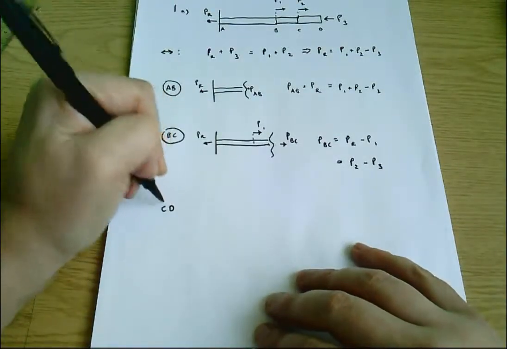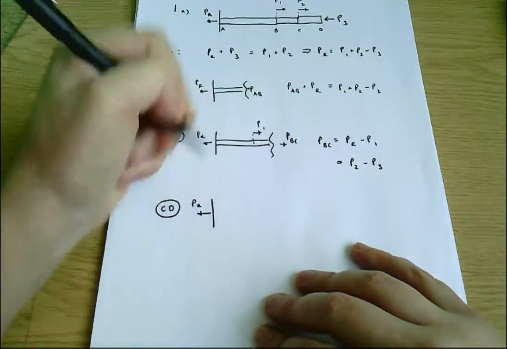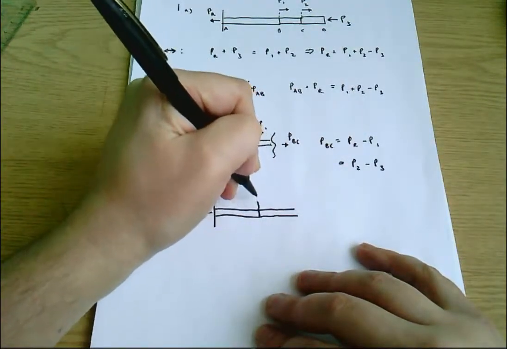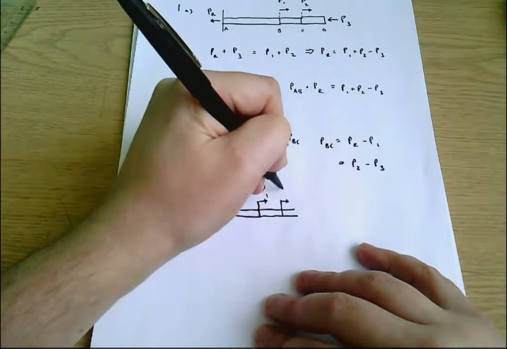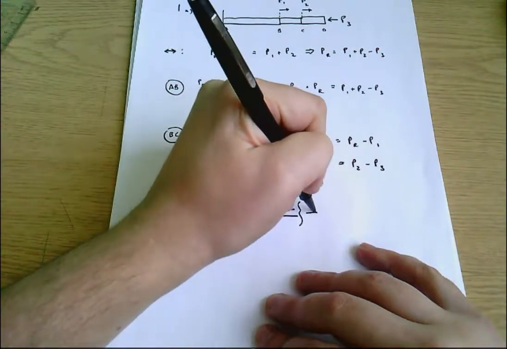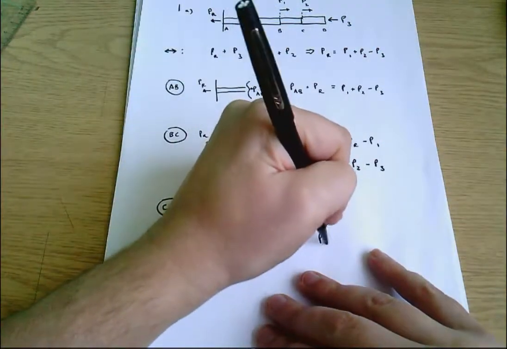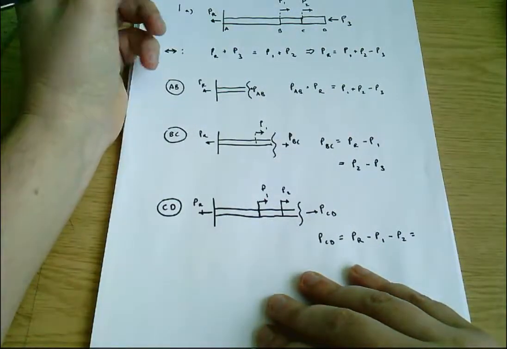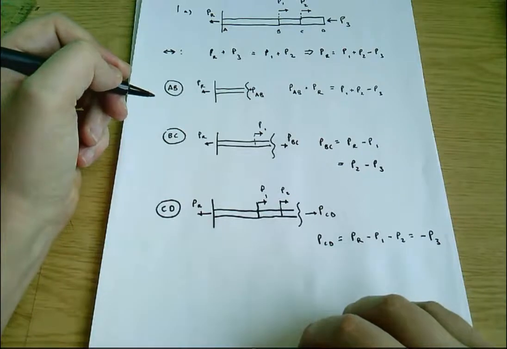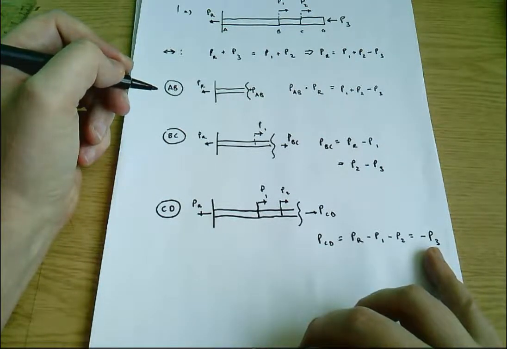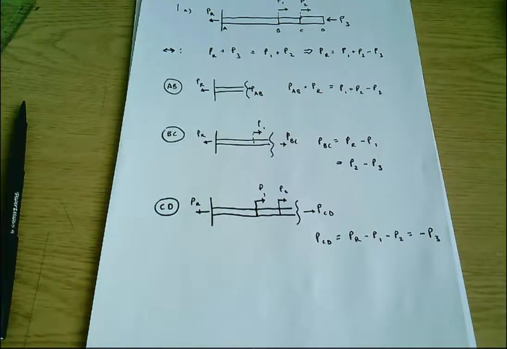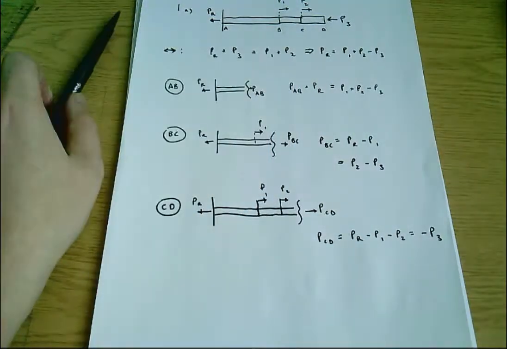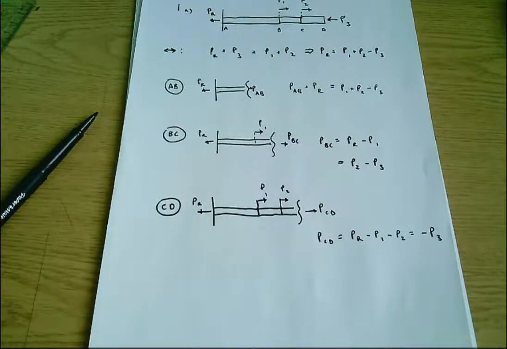And finally, in section CD, we get that PCD equals PR minus P1 minus P2, and that equals minus P3. So negative numbers are going to indicate compression. It's easy to see that section CD here is in compression. It's being squashed by this force P3. Negative numbers will be compression, positive numbers will be tension within that section.